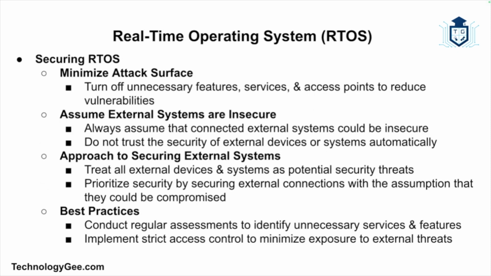Securing an RTOS starts with minimizing the attack surface by turning off features, services, and access that are not necessary. You should assume that external systems are insecure. Do not make assumptions about what other devices a system is connected to. It is safest to assume that external devices are insecure and approach securing them from this perspective.